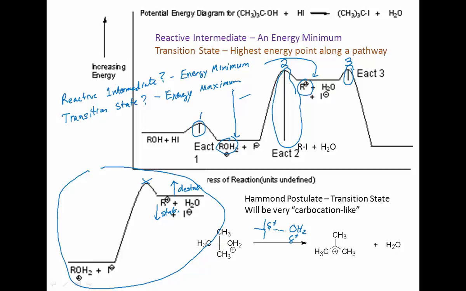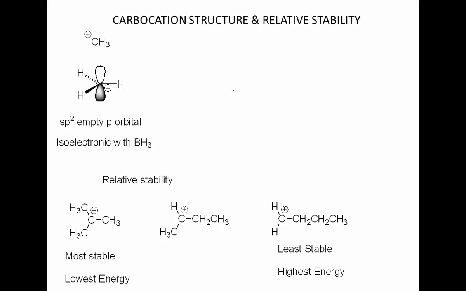Okay, so let's look at the carbocation. This is the structure of the carbocation from the VSEPR rules. It's sp2 hybridized. There's an empty p orbital. It's isoelectronic with the compound BH3, which, remember, a few lectures ago was the compound that we used to illustrate sp2 hybridization.